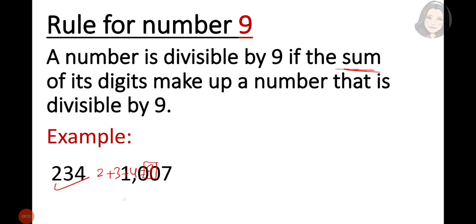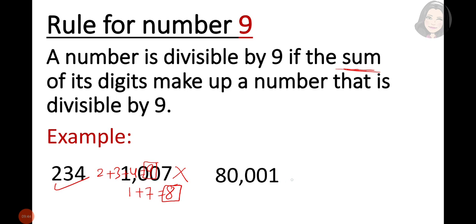Let's check the number 1007. For the number 1007, start by adding the digits without the zeros. 1 plus 7 is going to be an 8. If you divide the number 8 by 9, you're going to get a 0, remainder 8. So the remainder is 8 over here. Then we have a remainder other than 0. Then it cannot be divisible by 9.